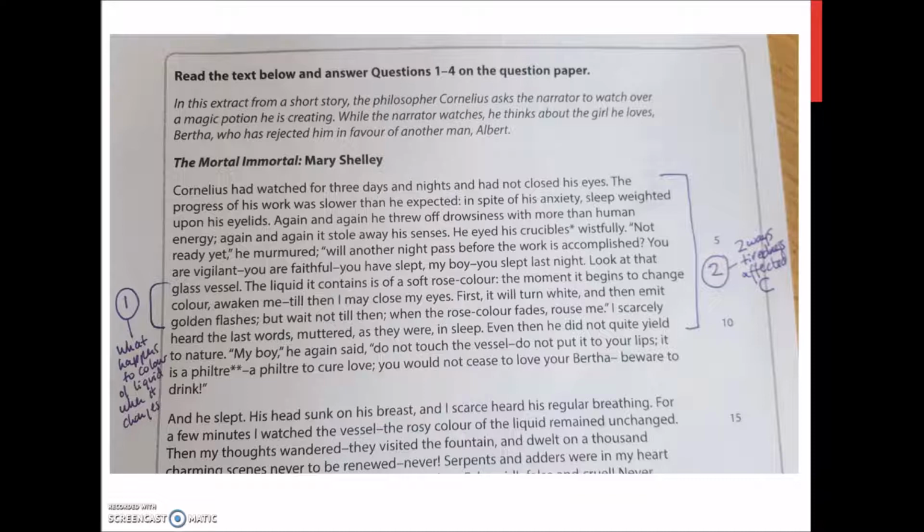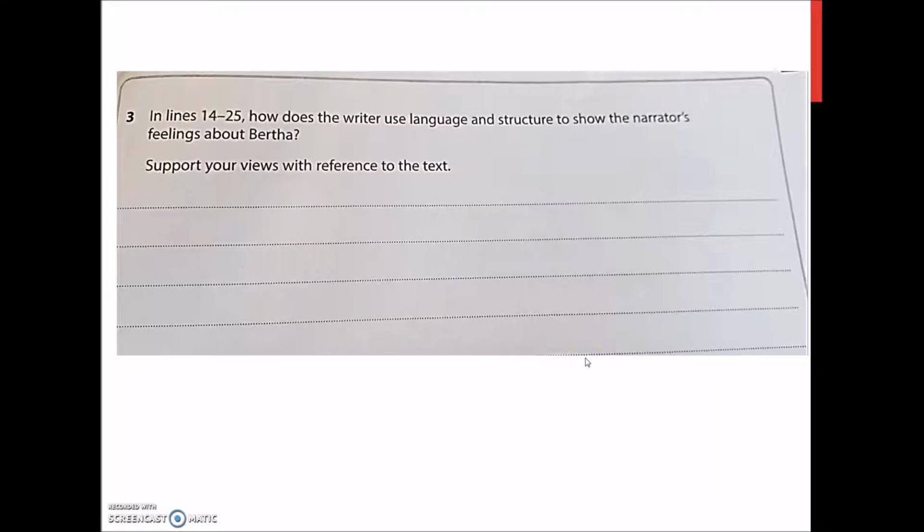So you can see, because there's an overlap in lines, on the left I've bracketed off lines 7 to 9 for question 1, and I put a quick comment for myself: what happens to the colour of the liquid when it changes? So that's what I'm being asked to look for. And you'll see that I've also bracketed off up here lines 1 to 10, and that's for question 2, and I'm looking for 2 ways that tiredness affected Cornelius. We're going to do the same with question 3.